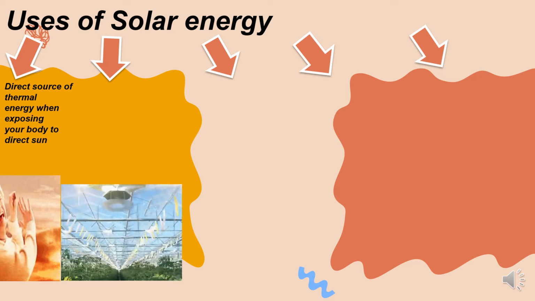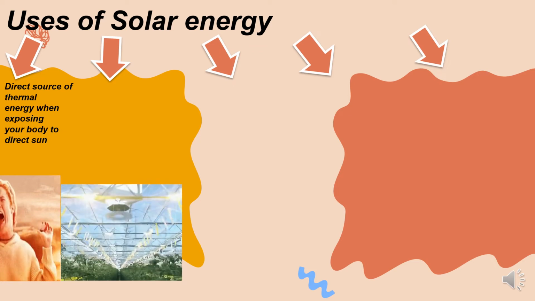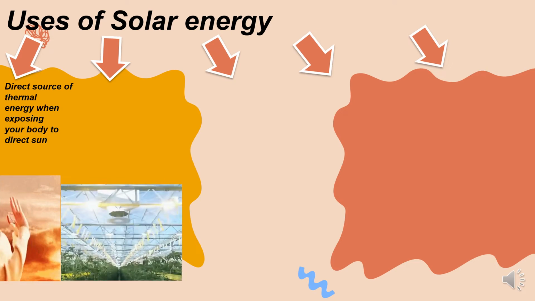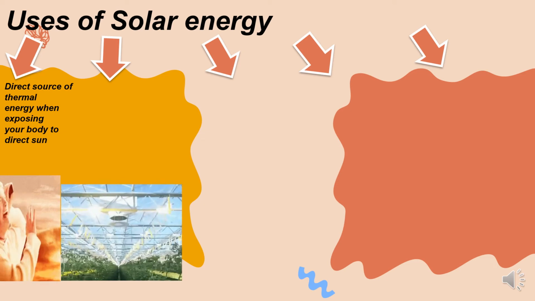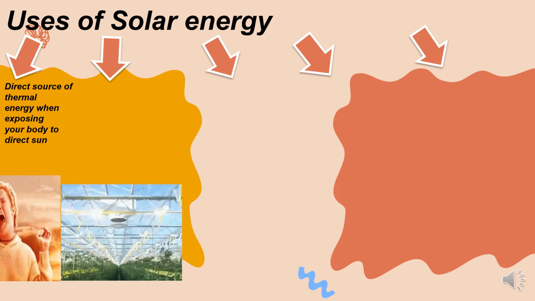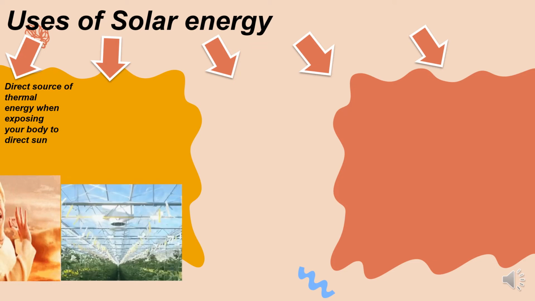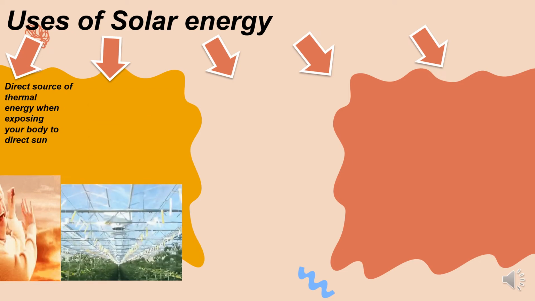It's also used in greenhouses, grade 4, as it allows the entry of solar energy, especially the light, which is converted into thermal energy to warm the inside of the greenhouse, helping farmers to plant crops that grow only in warm climates and cannot grow in cold climates.